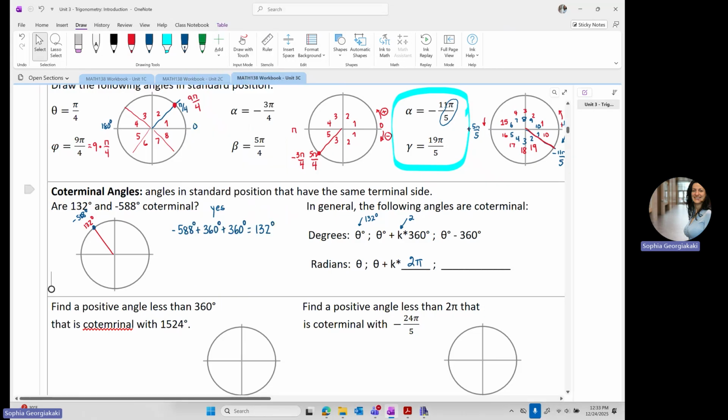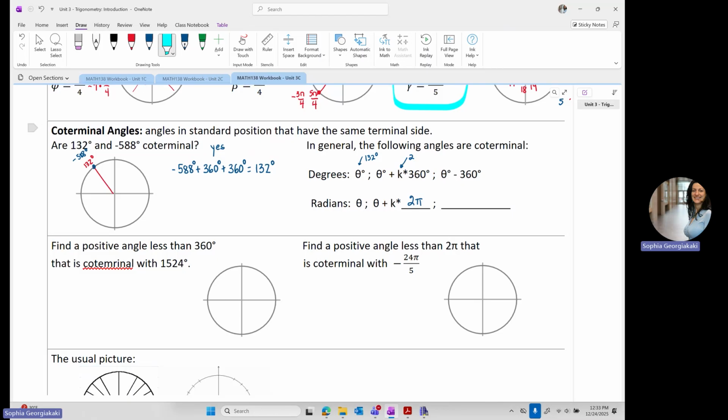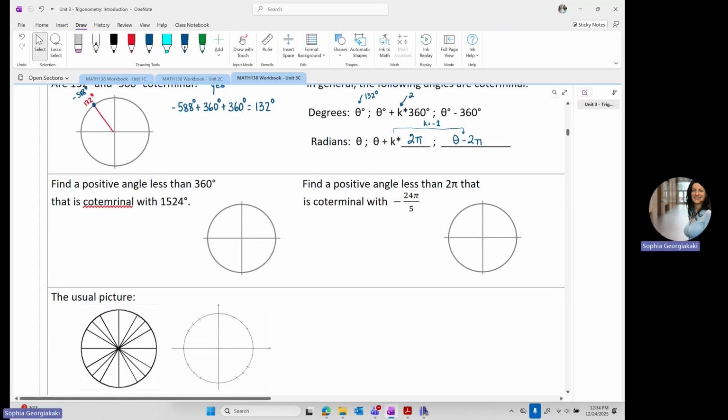Now, if I want to do theta minus 360 in terms of radians, that will be theta minus 2 pi. And in this case, that k is negative 1. So this is a very common exercise, so we need to know how to do this. I'm going to put some stars here for us so that we know that we need to know how to do that. We want to find a positive angle less than 360 that is coterminal. Let me fix that typo.